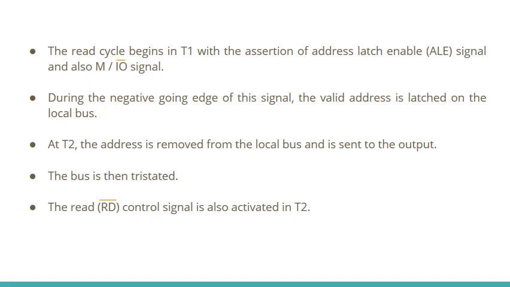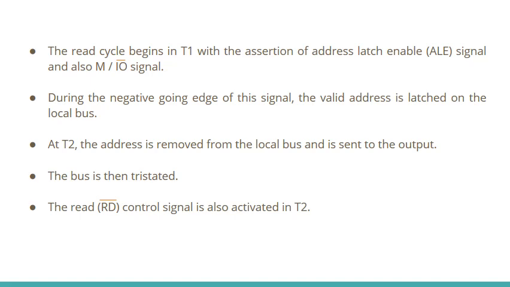The read cycle for 8086 begins at T1 with the assertion of address latch enable and the M/IO bar signals. That is, in order for any read operation to happen, there should be a valid address available, which indicates from which location or device the read has to be performed. This is indicated by the address latch enable signal, which goes high during the T1 clock pulse and remains high during the entire T1 clock pulse.